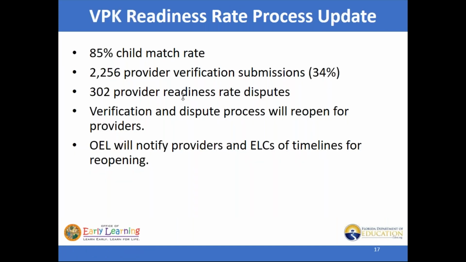Just an update on where we are right now: we have an 85% child match rate, which is very good. This year so far, 2,256 provider verifications were submitted. That sounds like a lot, but it's actually only 34%, so roughly a third of all providers were able to submit verifications. There are 302 provider disputes that have been posted to the website.